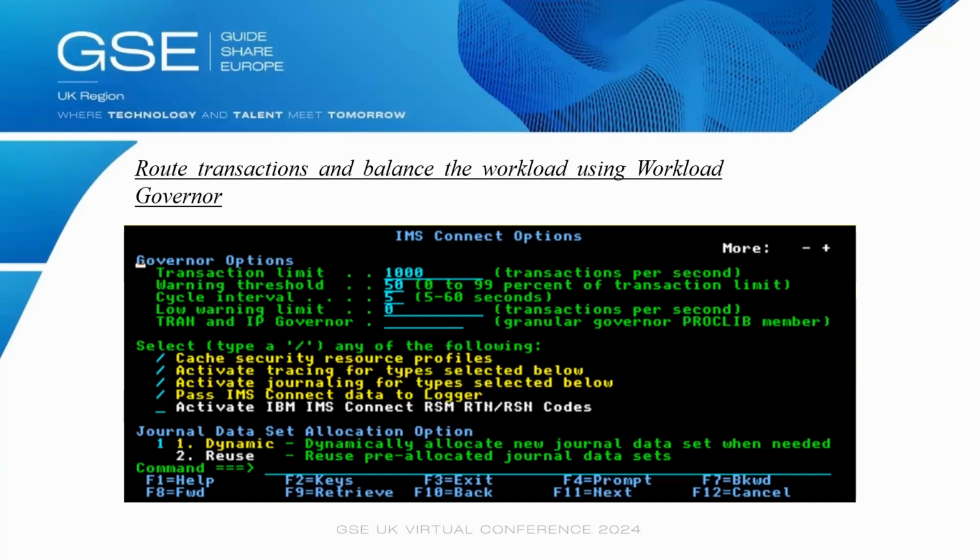I'll just run through these options. So here you see the governor options. The transaction limit is set to 1000. These are transactions per second that the system can receive. It will issue a warning once the transaction load becomes 50% of the above limit, that is 500 transactions per second.